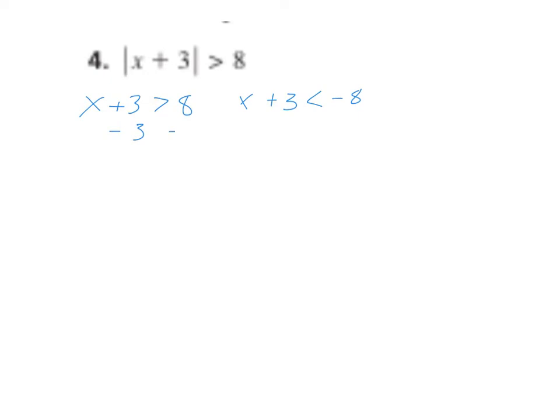Minus 3 from both sides. I get x is greater than 5. Minus 3 from both sides. I get x is less than negative 11.